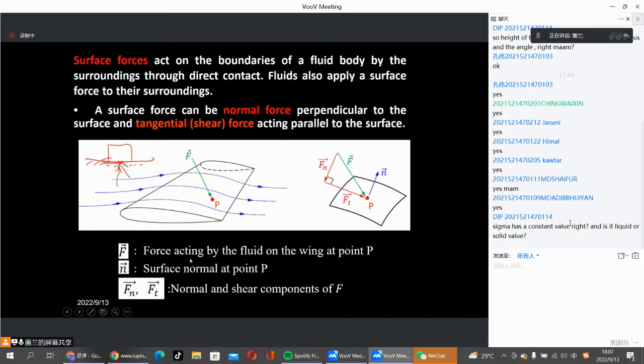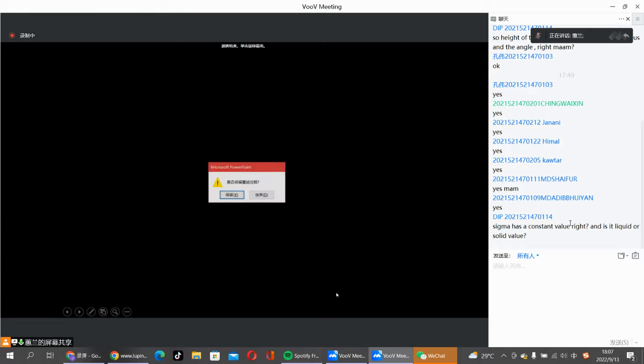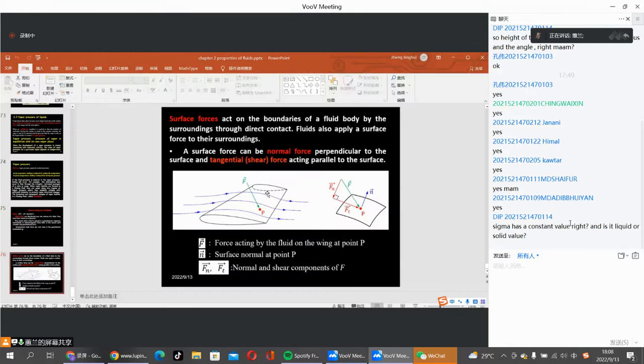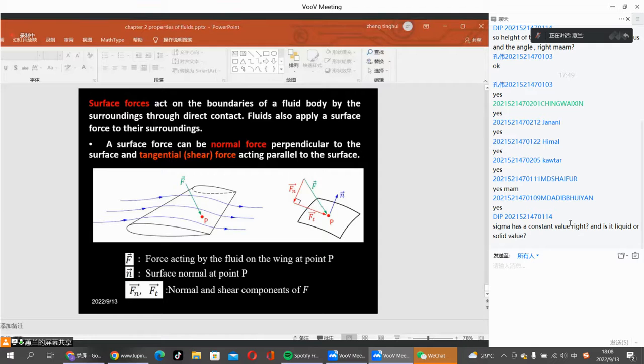We use the subscript n to indicate the normal component of the surface force F. We use the subscript T to indicate the tangential or shear component of the surface force F. This is what we know about fluids, the introduction part. So let's continue our study. Body force: gravitational force. Surface force: pressure force. These are very good examples. Sometimes you have other body forces like magnetic force, but here we don't consider that.